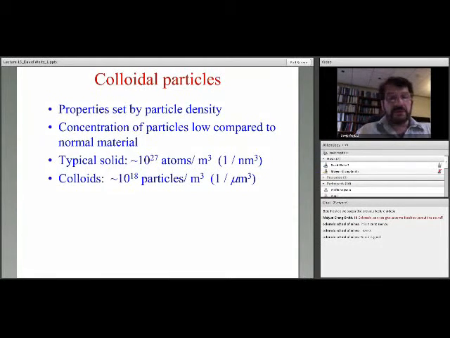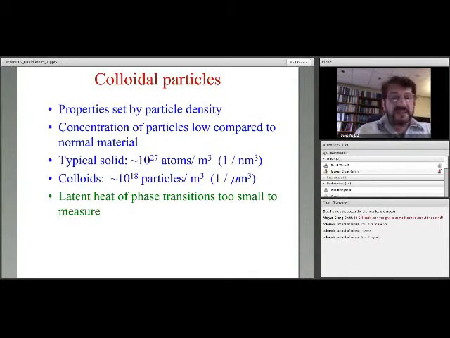It's a very, very large reduction in the number of particles, or the density, the concentration of particles. So this has many important consequences. For example, latent heat of phase transitions is just too small to measure. It's never something that you can actually measure, whereas you can certainly measure that in a normal solid.